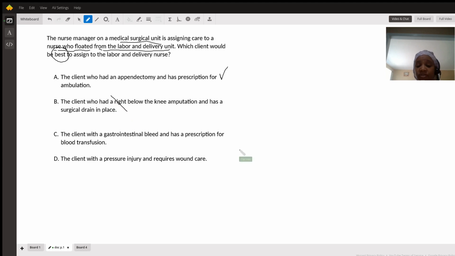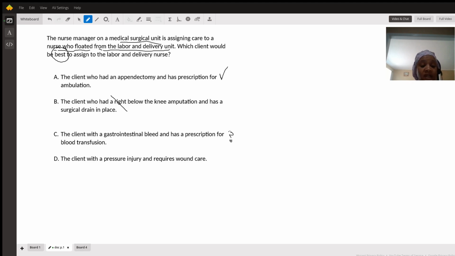C, the client with a GI bleed, gastrointestinal bleed, and has a prescription for blood transfusion. Even though she does see patients who may bleed out after delivery of a baby and may need blood transfusion, if they're very unstable, they'll probably get transferred. But this is a possible, but we do know between A and C, C is a little more unstable. Ambulating a patient is a little bit easier than giving a blood transfusion, all the things that go with that, and the medications that need to be given for a patient having a GI bleed.